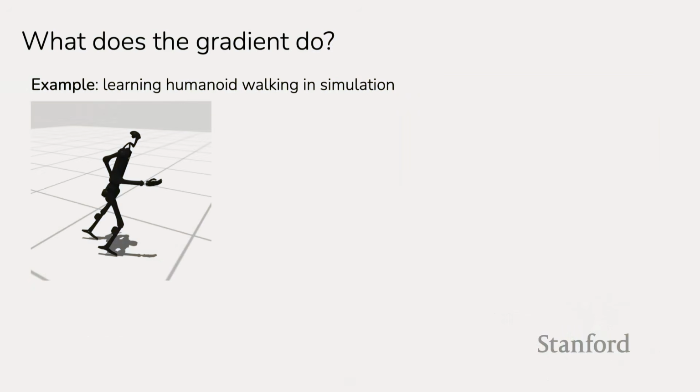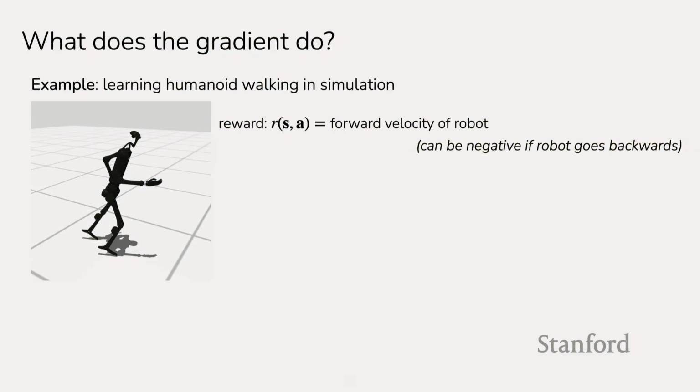Cool. So now I have a question for you. Let's look at an example. Say that we're trying to have a humanoid learn how to walk in simulation, and we'll define the reward function to be the forward velocity of the robot. This means that the reward will be positive if it's moving forward. It may also be negative if the robot is moving backwards. It might be 0 if the robot is not moving.